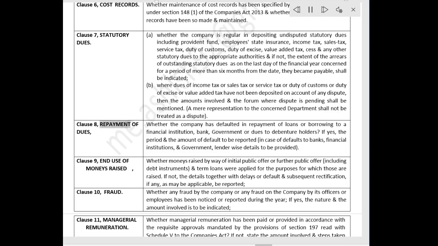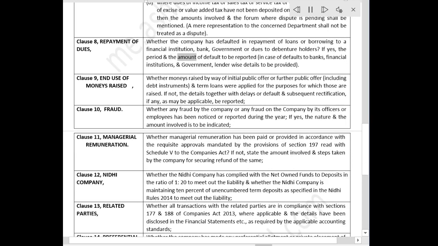Clause 8. Repayment of dues. Whether the company has defaulted in repayment of loans or borrowing to a financial institution, bank, government or dues to debenture holders. If yes, the period and the amount of default to be reported, in case of defaults to banks, financial institutions, and government, lender-wise details to be provided.